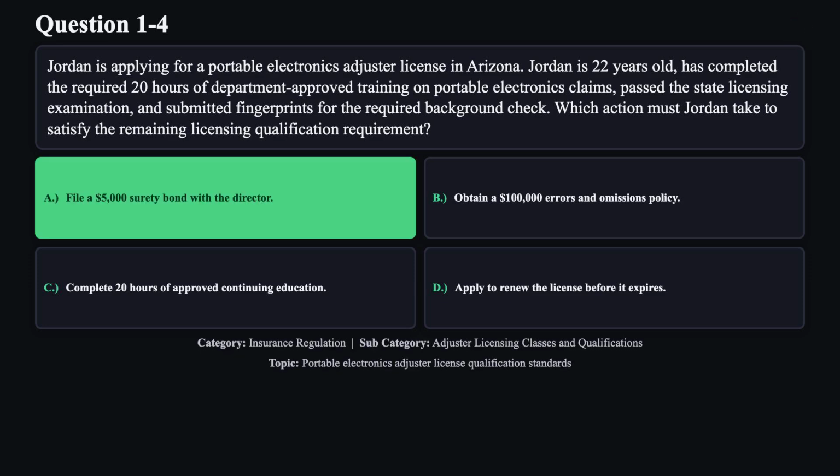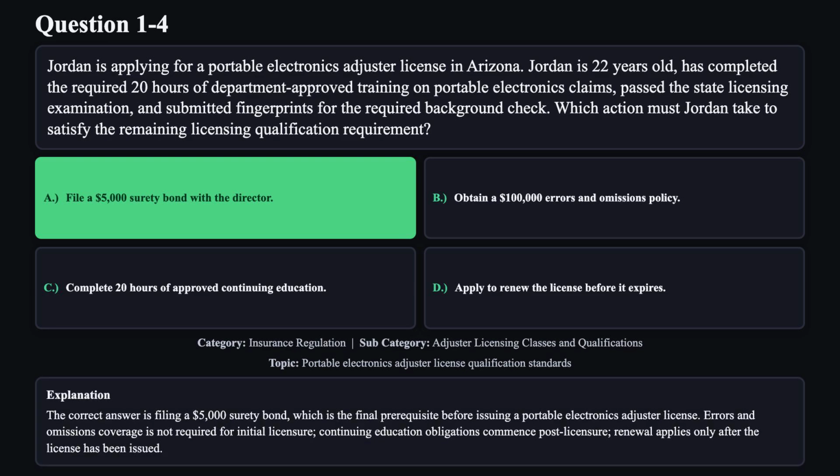The correct answer is A. The correct answer is filing a $5,000 surety bond, which is the final prerequisite before issuing a portable electronics adjuster license. Errors and omissions coverage is not required for initial licensure. Continuing education obligations commence post-licensure. Renewal applies only after the license has been issued.